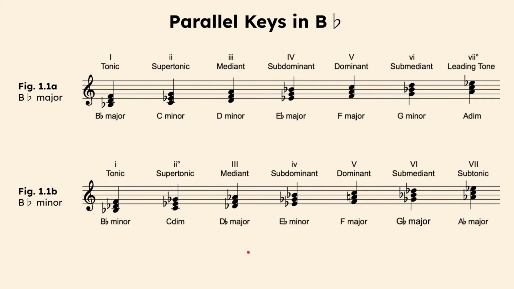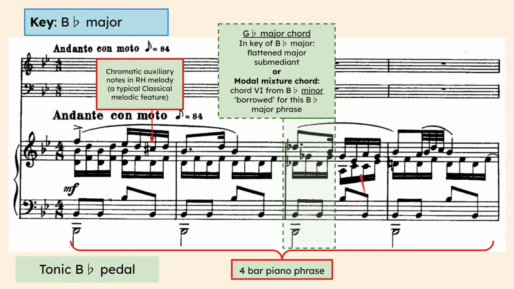If you look at these chord tables, you can see that while the chord G flat major doesn't appear in the key of B flat major, it does appear as the submediant of B flat minor, or chord 6. This means that although these opening 4 bars are in B flat major, we've borrowed this submediant chord from B flat minor, and this is our modal mixture.